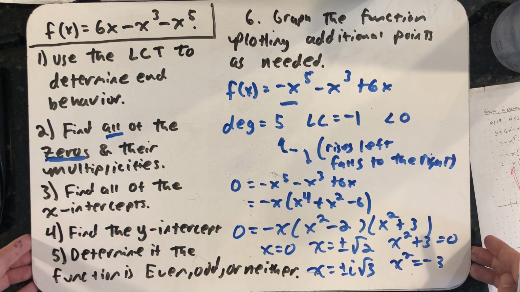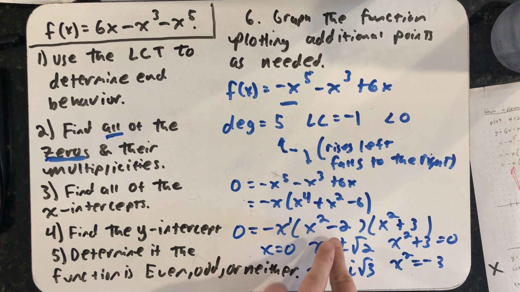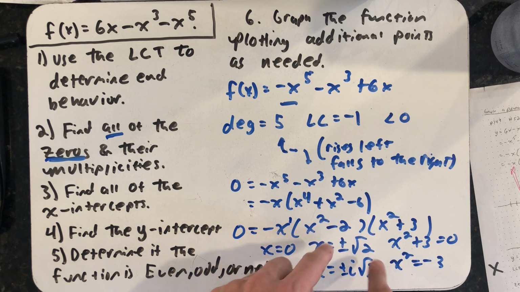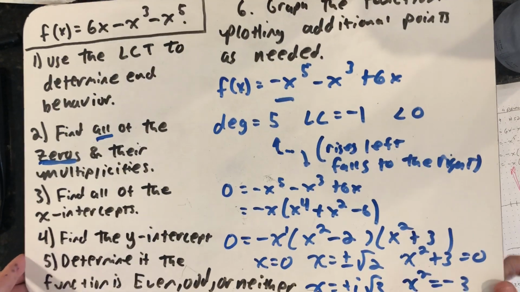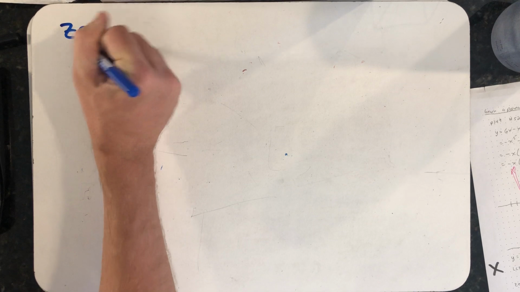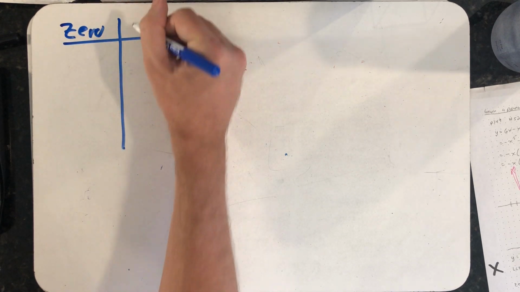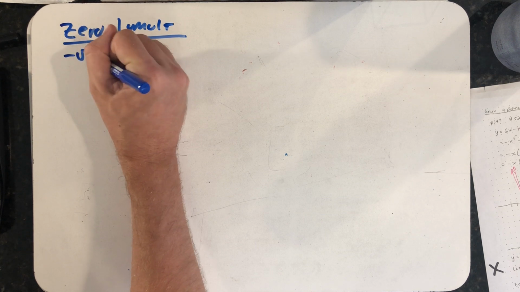I'm supposed to report their multiplicities. This is to the first power. If I imagine factoring this into an x minus root 2 and an x plus root 2, those will all have multiplicity 1. And this comes from the same kind of term as this, so also will have multiplicity 1. So I want to write down my zeros in a chart. So each zero is going to get a spot in the chart.